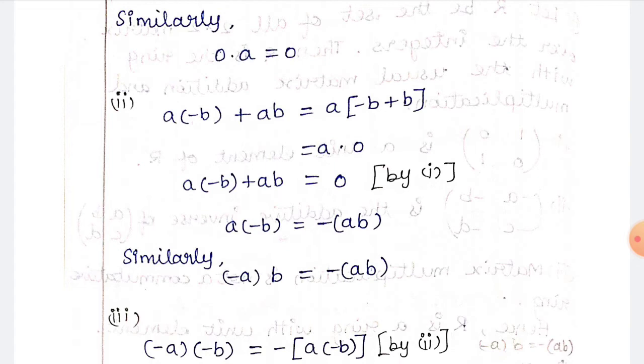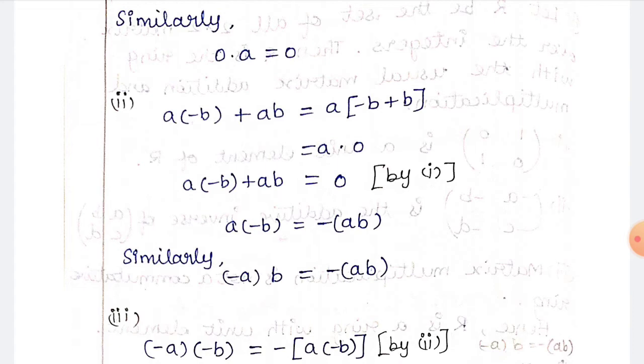The second subdivision is a(-b) plus ab is equal to. You take it like this because we have to show that a(-b) is equal to -(ab). So on the left hand side you take a(-b) plus ab. For these two elements, a is the common one, so a will be outside, (-b plus b). In the next step, -b plus b is equal to 0, so a·0. By using the first subdivision, the a·0 value will be 0. So a(-b) plus ab is 0, which means ab goes to the right hand side as -(ab). So the second subdivision is over.